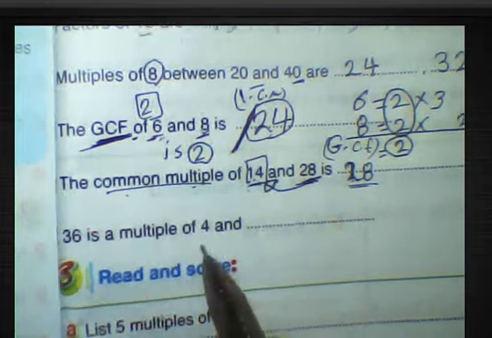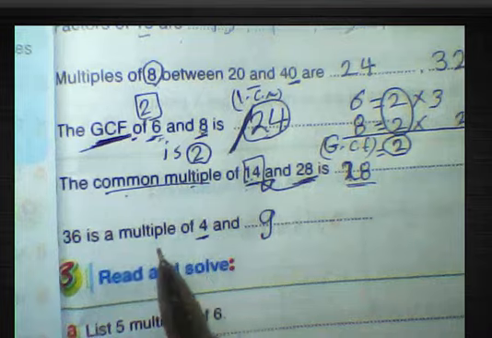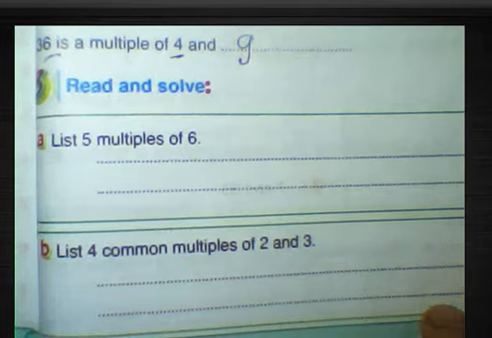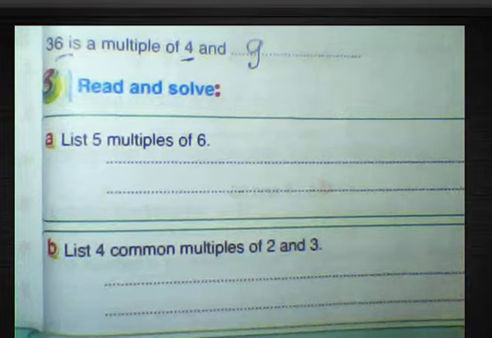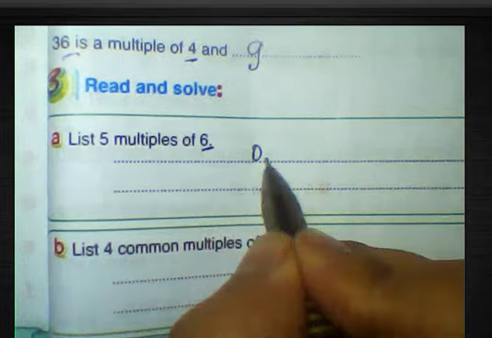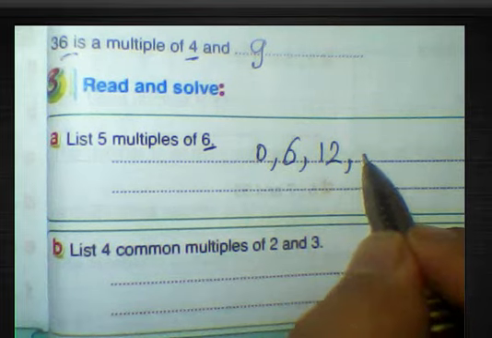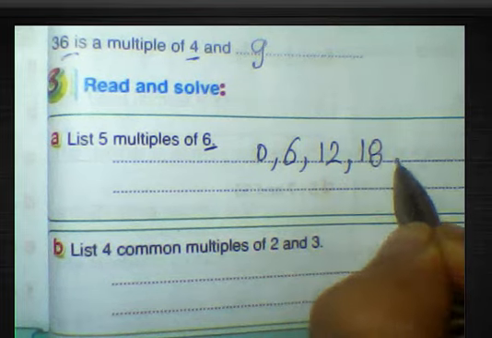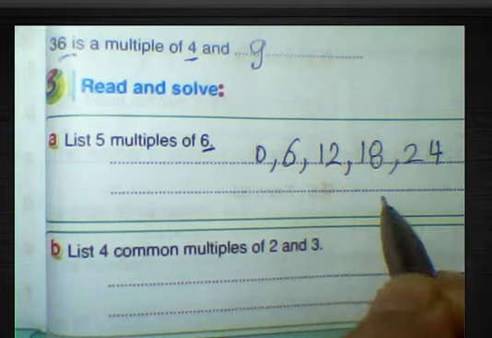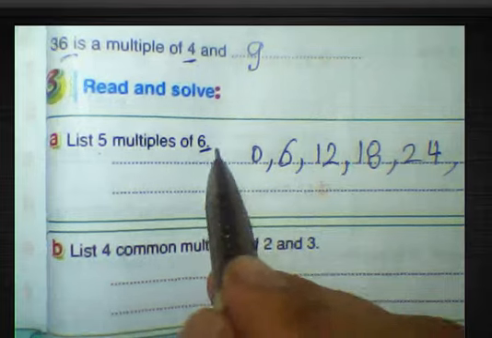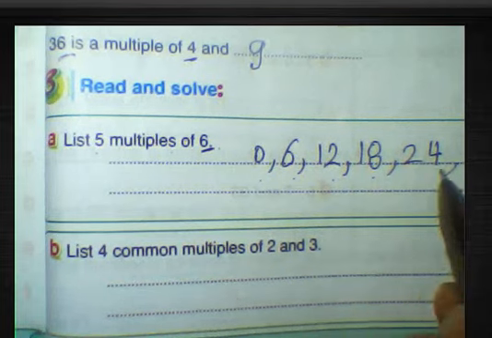36 is a multiple of 4 and 9, because 4 times 9 equals 36. List 5 multiples of 6. We can write 0, 6, 12, then adding 6 each time, 18 and 24, and so on. We find 5 multiples of 6: 0, 6, 12, 18, 24.